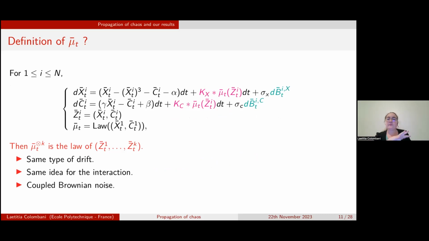Then, as I said before, we want to compare each original particle with a new particle. So we need to construct n particles following this new system. So we will have bar Z1, bar Z2, etc., who will follow independently this system. The drift is of the same type. The interaction follows the same idea, and we will have some coupled Brownian noise to have the information we want.